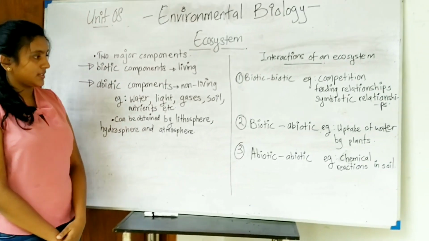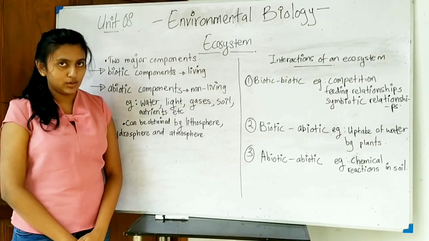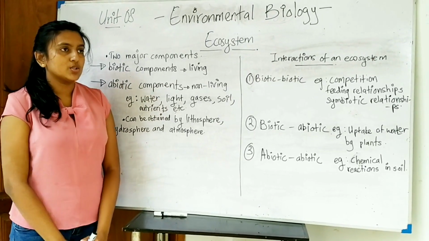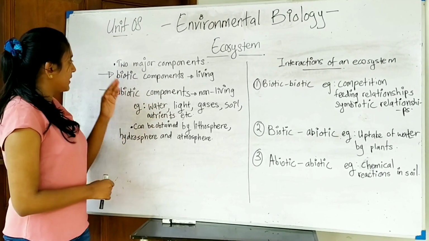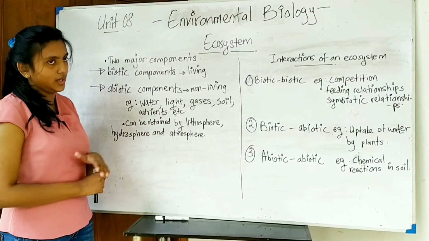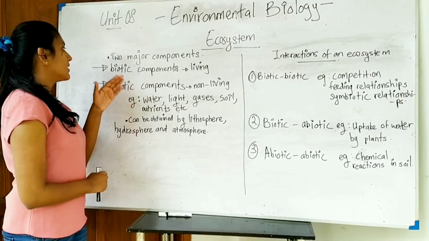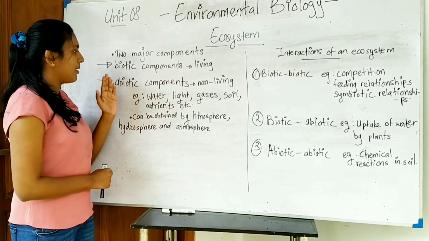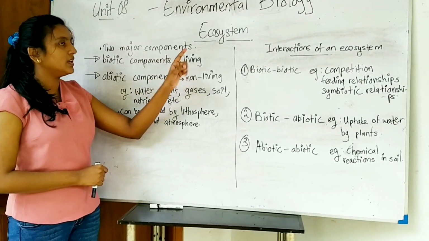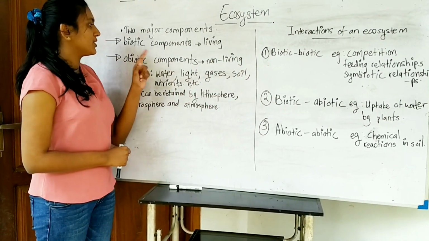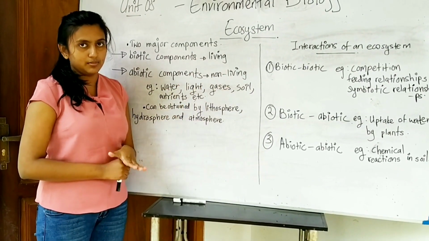So in the next part we will be talking about the ecosystem elaborately. So when we consider an ecosystem, as we said earlier, there are two main components in an ecosystem. That's basically the biotic components and the abiotic components. So biotic components are the living components and abiotic components are the non-living components.